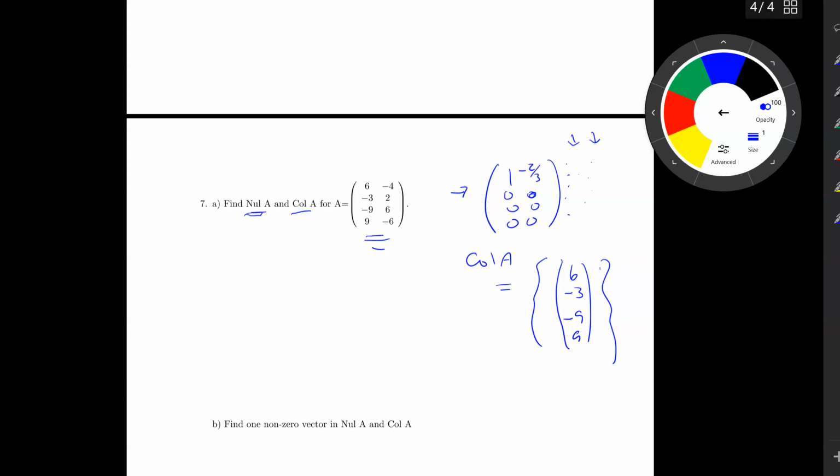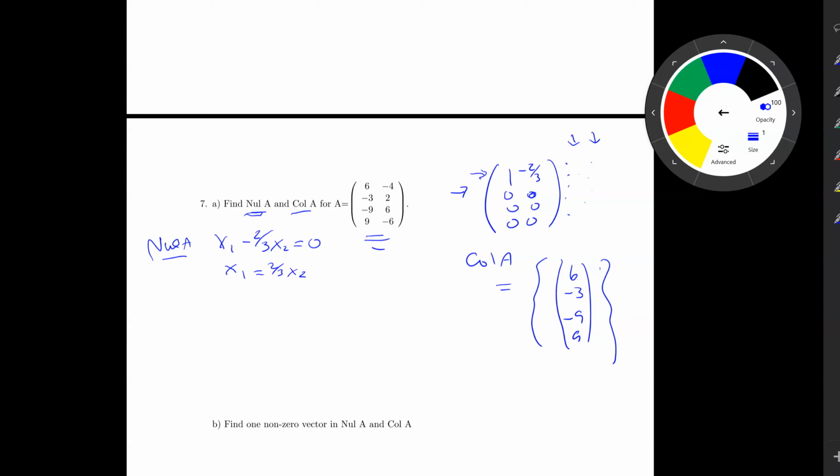Okay, so now let's find the basis for null A. How do you find null A? That's where you set this equal to, or augment this with, the 0 column. So this first row gives us x sub 1 minus 2/3 x sub 2 equals 0. So x sub 1 is 2/3 x sub 2.